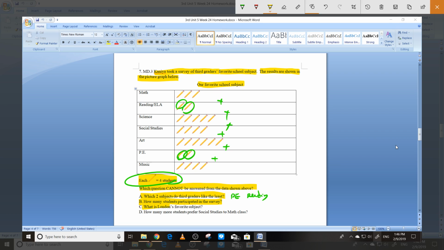C says, what is London's favorite subject? Now, can we tell which pencil or what London picked? No, we can't, right? From this graph, we can only tell something about the whole school, everyone in the school, what they liked, not what London liked. Because how can you tell which pencil represented London's pick? You cannot tell that piece of information. Therefore, C is the correct answer. Okay, that's how you do number 7.